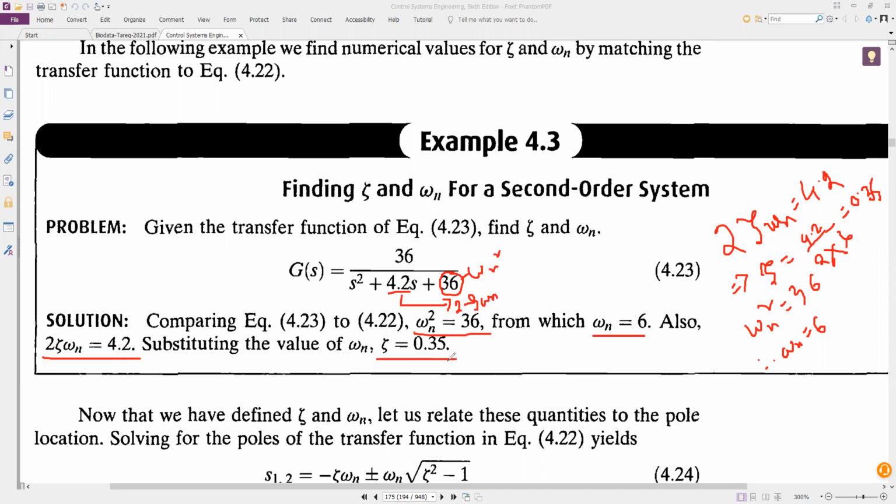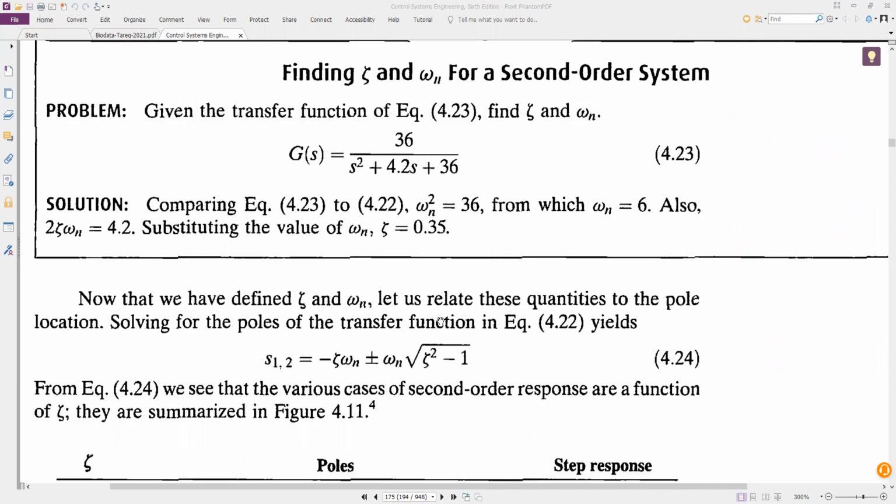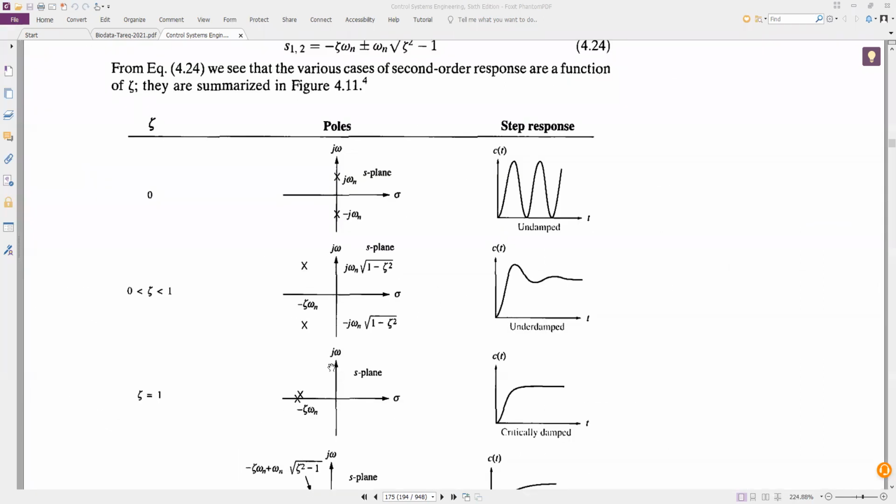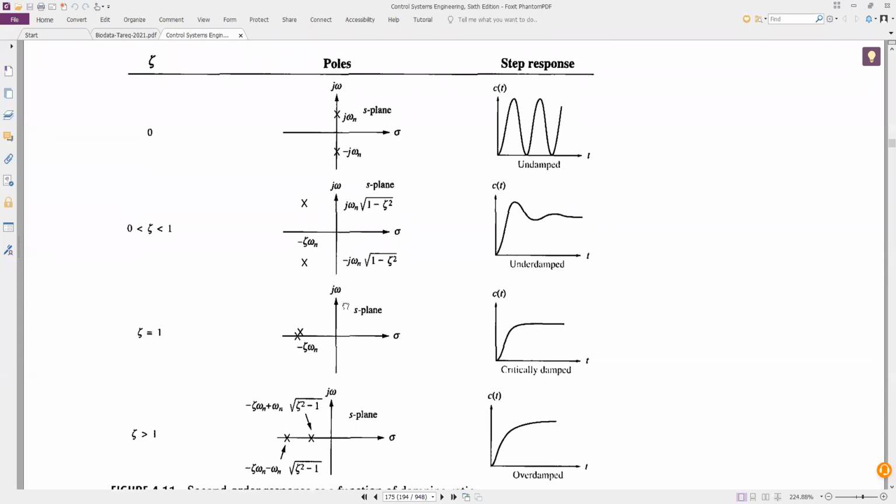You clear this problem? Yes, sir. Okay. Understand. Okay, now see some figure. That is important to do the math.